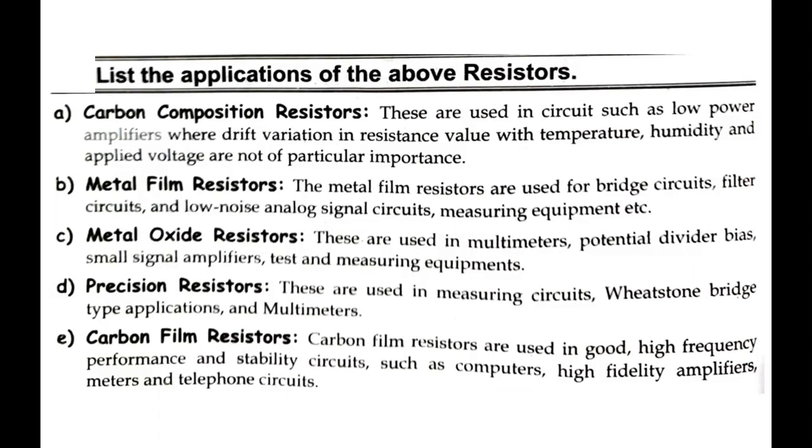Metal oxide resistors are used in multimeters, potential divider bias, small signal amplifiers, test and measuring equipment. Precision resistors are used in measuring circuits, Wheatstone bridge type applications, and multimeters. Carbon film resistors are used in good high frequency performance and stability circuits such as computers, high fidelity amplifiers, that is, fidelity means faithful reproduction of the input signal, amplifiers, meters, and telephone circuits. Okay, these are the applications of the resistors. You can note it down.